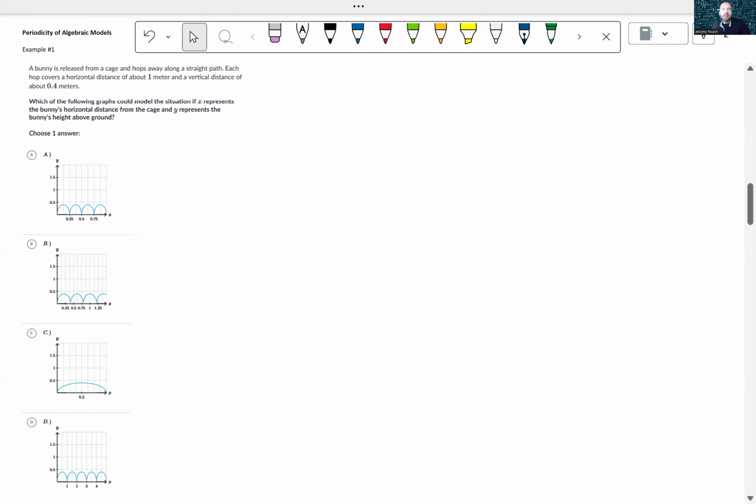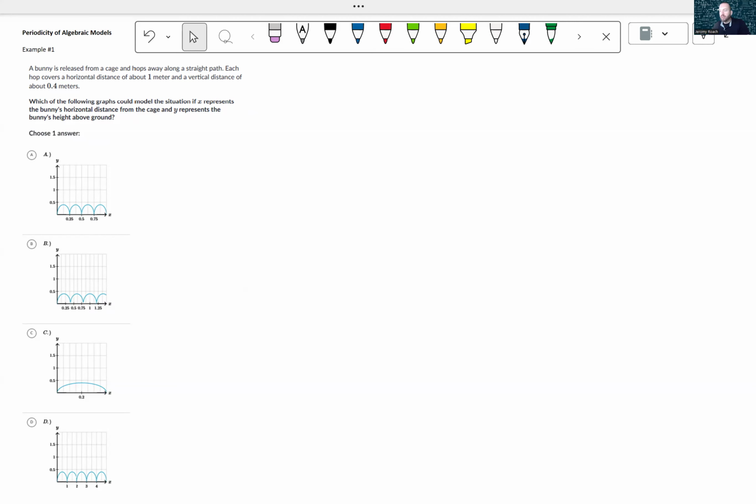It says a bunny is released from a cage and hops away along a straight path. Each hop covers a horizontal distance of about 1 meter and a vertical distance of about 0.4 meters. Which of the following graphs could model this situation if X represents the bunny's horizontal distance from the cage and Y represents the bunny's height above the ground?